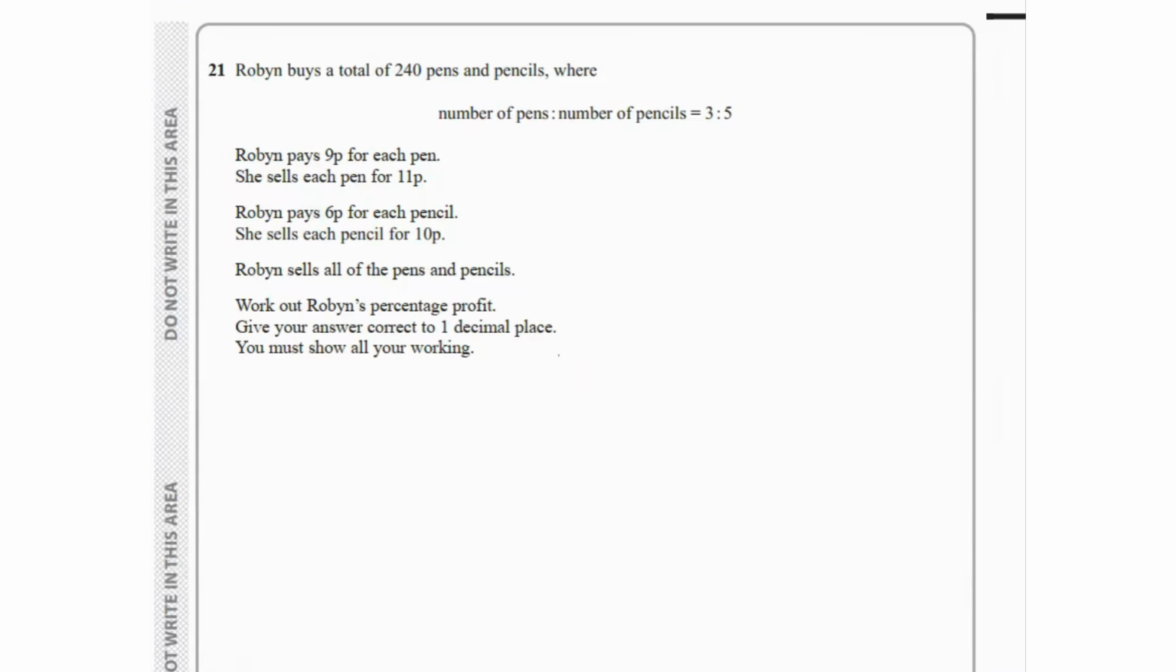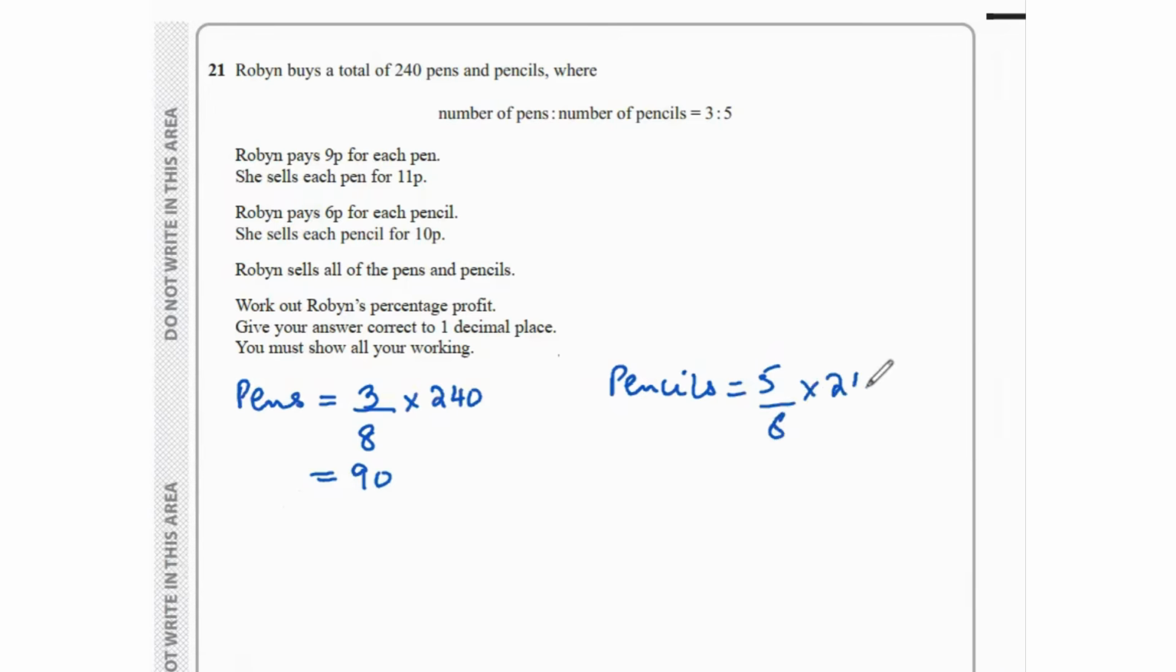So first we need to find the number of pens and pencils he has. So for pens, that's going to be 3/8 of 240, which is going to be 90. And then for pencils, 5/8 of 240, which is going to be 150.